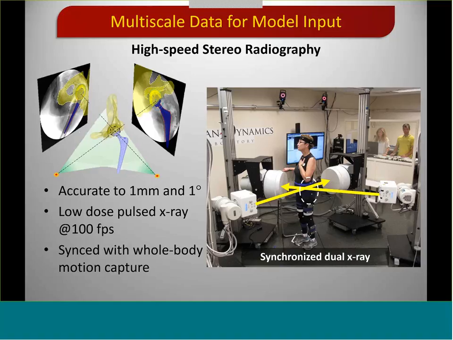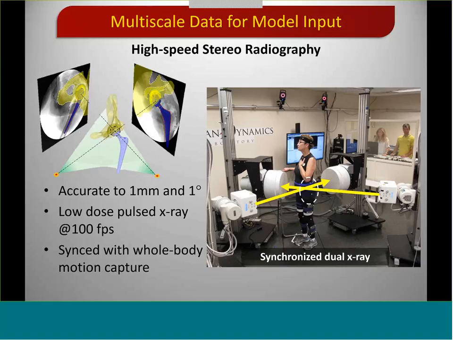Stereoradiography uses two synchronized X-ray systems that produce dynamic images or X-ray movies for tracking bone and implant movement. The stereoradiography system is then synchronized with whole body motion capture and recording of ground forces, all of these captured simultaneously. This way we have data for input at the scales of the sequential approach. We have body segment motion and ground forces for input to OpenSim, as well as small scale kinematics for input to the knee joint level and scale of the model.